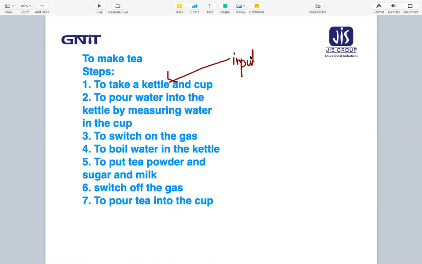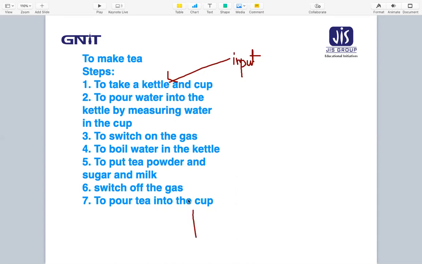A set of values from the specified set of values. So this is my input. An algorithm is incomplete without input. You have to have some input which will define where you have to start.